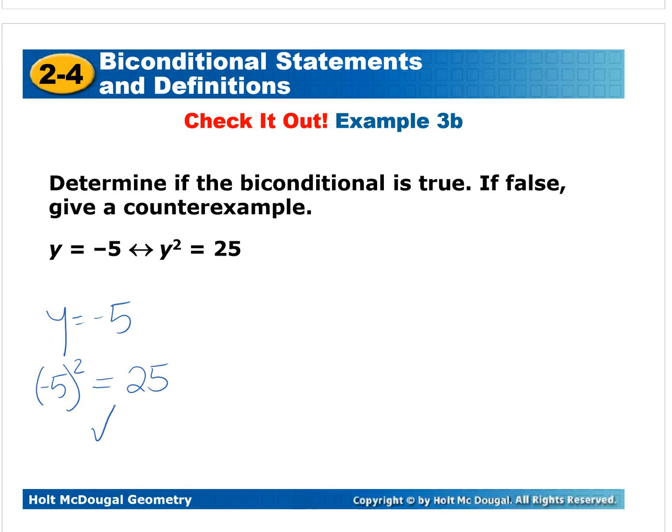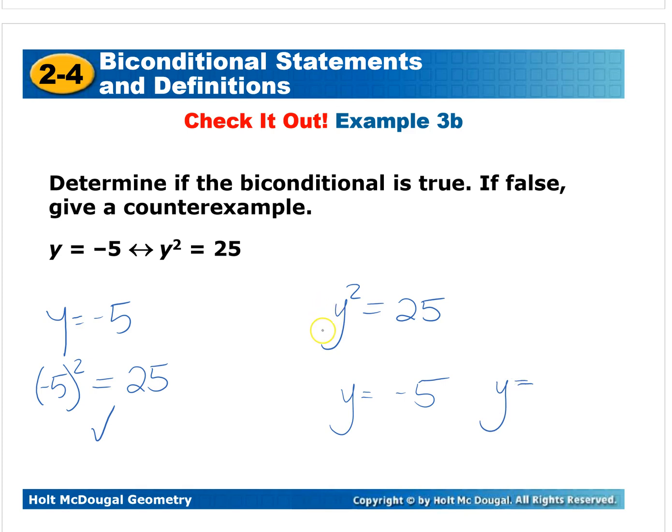Now we have to check the converse. We have to go the other way. So we're going to start out with y squared equals 25. So if y squared equals 25, does y always equal -5? Well, if we were finding the square root of each one, we could potentially get -5. But there's one other thing you could get in this instance.